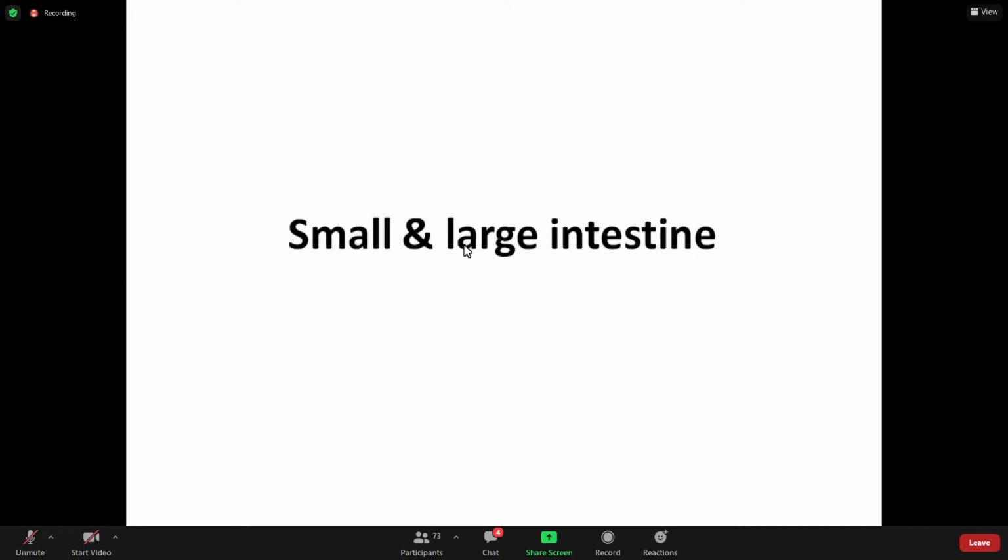The objective of today's session is that after this session, you will be able to describe the general gross anatomical features of the small as well as large intestine. You should be able to enumerate various parts. You should be able to differentiate between small and large intestine. You should also be able to differentiate between the parts of small intestine grossly, just looking at the gross morphological features of duodenum and ileum.